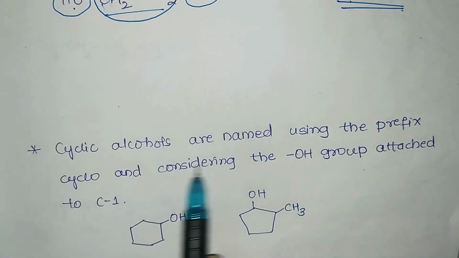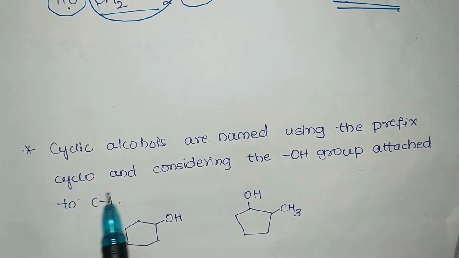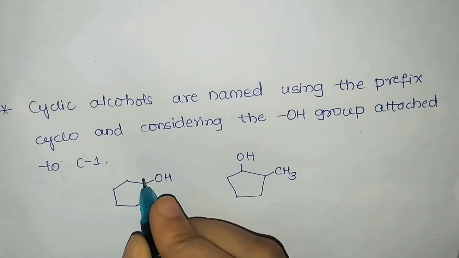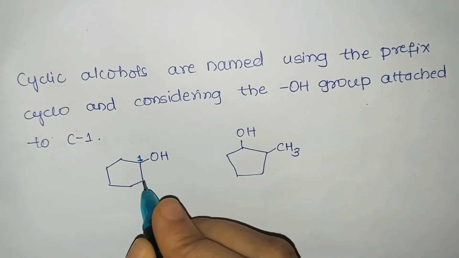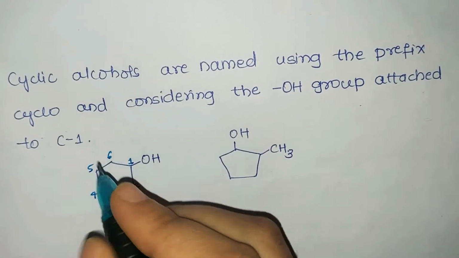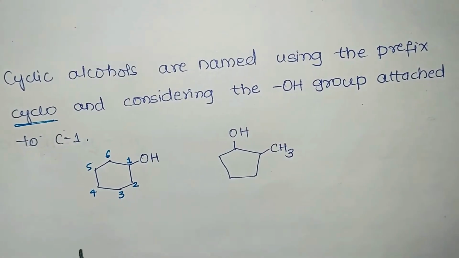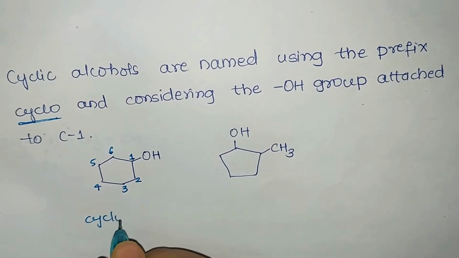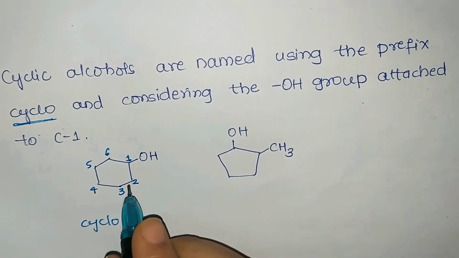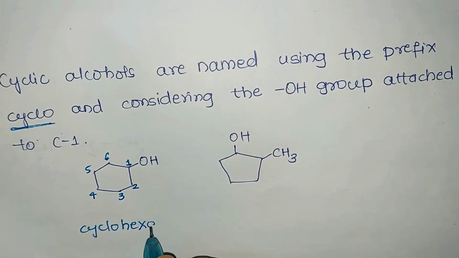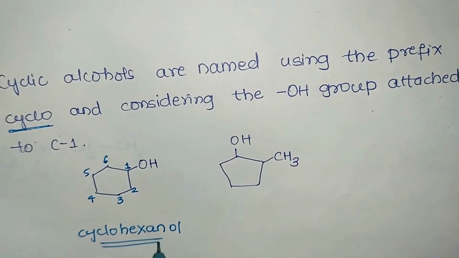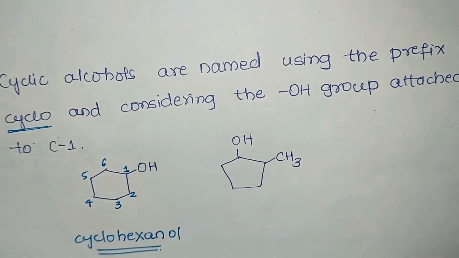Next, cyclic alcohols are named using the prefix cyclo and considering the OH group attached to carbon 1. The carbon to which the OH group is attached is always the first carbon atom; number the total carbon atoms from there. Whenever you are writing the name of a cyclic compound, we use the prefix cyclo. Since it is cyclic, cyclo, 6 carbon atoms, hence hex, all are singly bonded, thus we write an, and the e is replaced by ol. So the name of this is cyclohexanol.